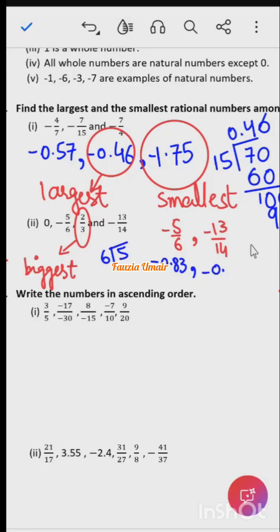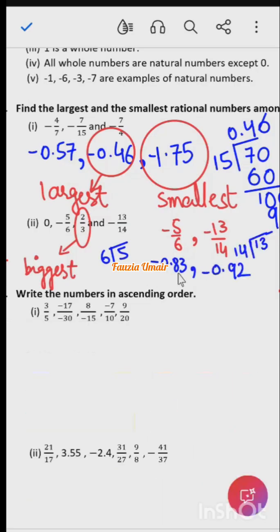13 by 14. 0.92. 0.92. Abrish, are you getting the same answer, beta? Yes, ma'am. Okay, so it is 0.92. So they are very close, you know. So which one is smaller?